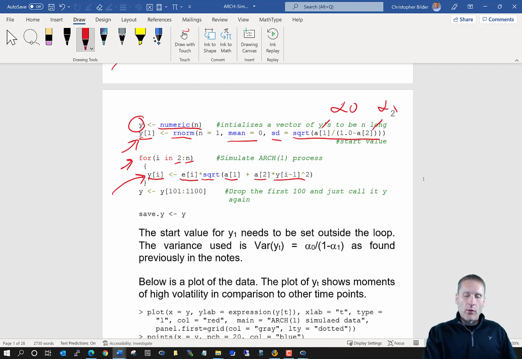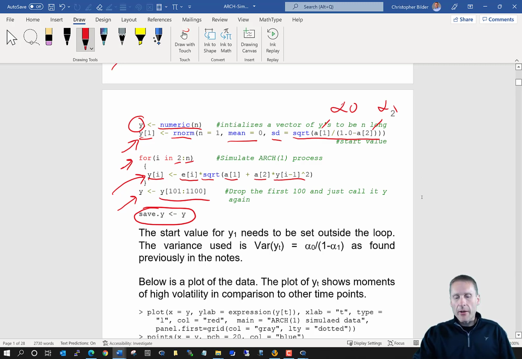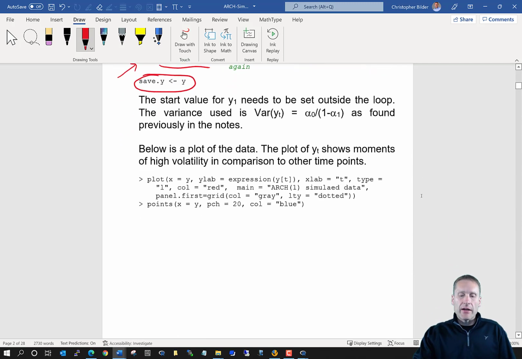So that's my for loop, and then what I return for my y is the last 1,000 of these values that were simulated. And also just for later, since sometimes I work with y in other ways, I create an object called save.y to save this data in case I write over y for some other purpose. Okay, so that's how you can simulate the data.